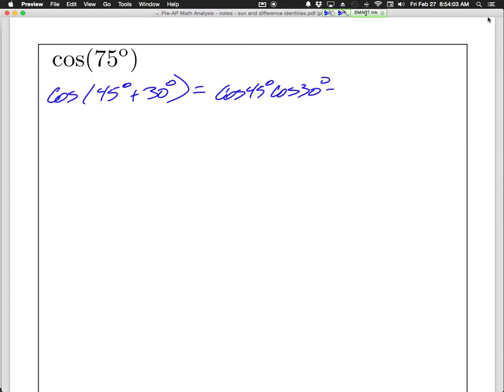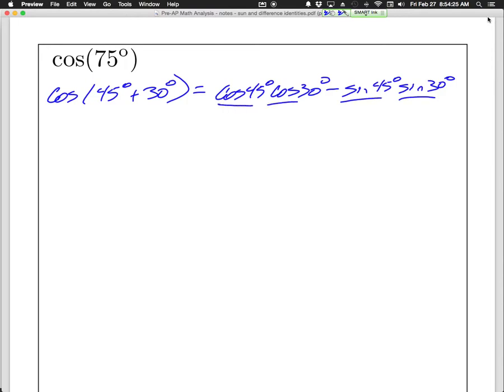minus sine 45, sine of 30. Any issues with that? All I did was plug it into the formula. Now I go in and evaluate each one of these.